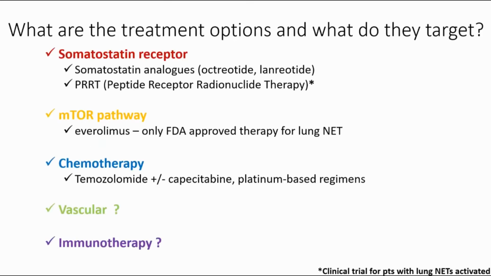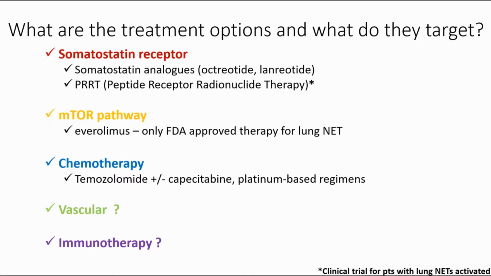Well, what about treatment options? What treatment options do we have? One is targeting somatostatin receptors. Somatostatin receptors are generally expressed on lung carcinoid tumors. So there are somatostatin analogs. We tend to use those off-label, octreotide, lanreotide. There was actually a part of a randomized phase 3 trial that supported use of these kinds of drugs specifically for patients with lung neuroendocrine tumors.